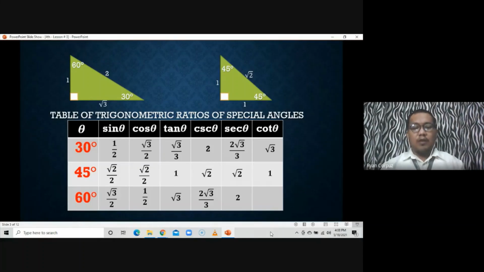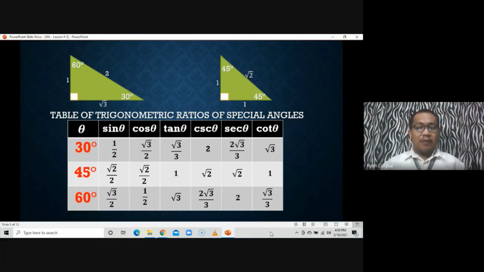But 1 over square root of 3 is not allowed, so we still have to multiply both numerator and denominator by square root of 3. So we have 1 times square root of 3, which is square root of 3, over square root of 3 times square root of 3, which is square root of 9, and when simplified is equal to 3. So we come up with square root of 3 over 3. That completes the table of trigonometric ratios of special angles.